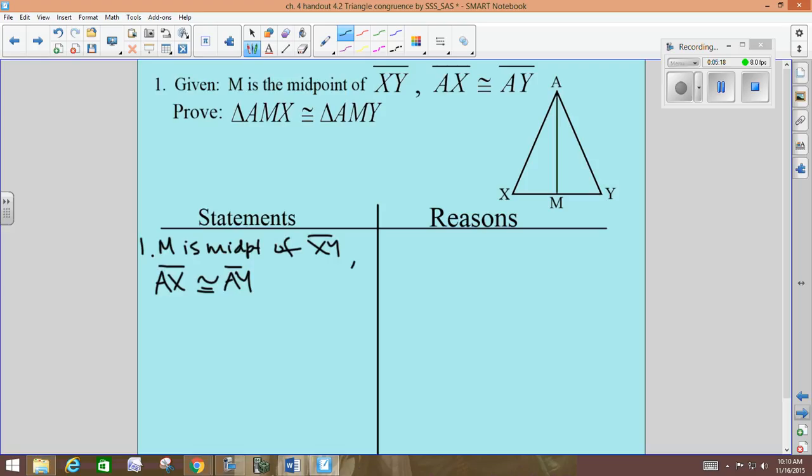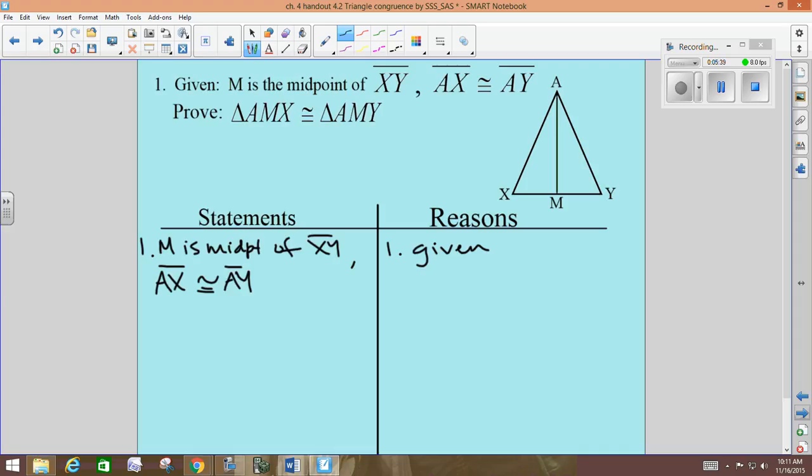Make sure you copy all of it. Sometimes the givens get kind of lengthy, and you don't want to miss any part of it. After we write it, then what do we do? Yeah, mark it on your picture.